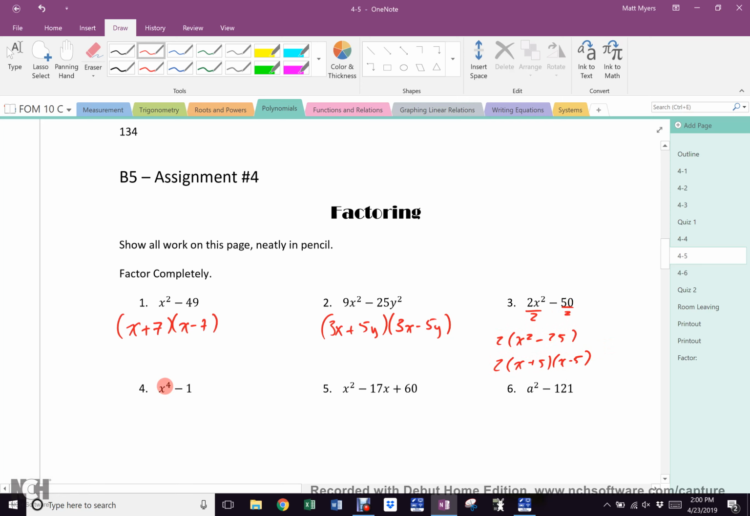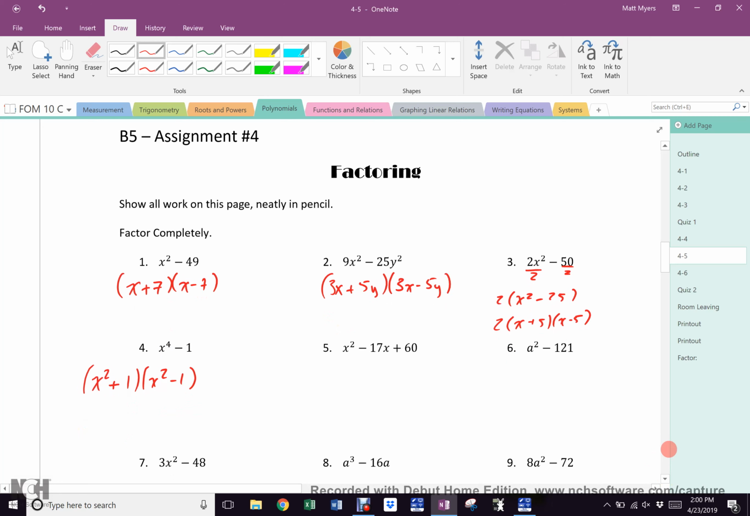Is that a perfect square? How do you know? Because the exponent is even. So what's the square root of that? X squared. Plus, what's the square root of that? 1. Then I write it again with a minus sign. Am I done? Of course not. Why? Because I can do it one more time. X plus 1, x minus 1.